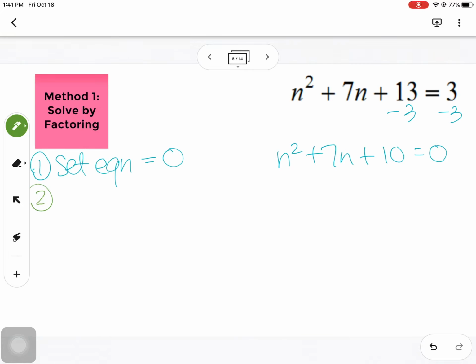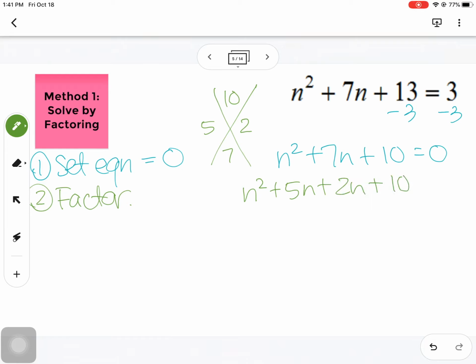Once you have done that, then you can go ahead and factor, whether that's a special pattern that we've learned, or with your x method, whatever it is. This one, because it's a trinomial, we're multiplying to 10 and adding to 7, which is 5 and 2. You'll factor that by grouping, and what you should get is n plus 2 times n plus 5. It's still equal to 0 because it's an equation.